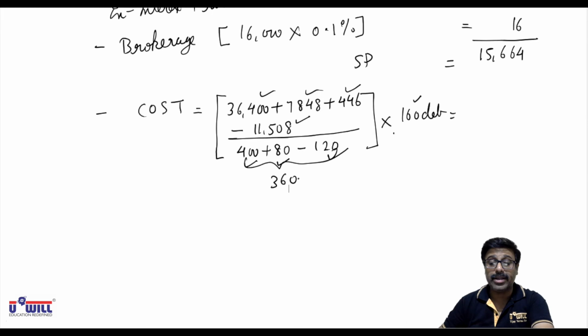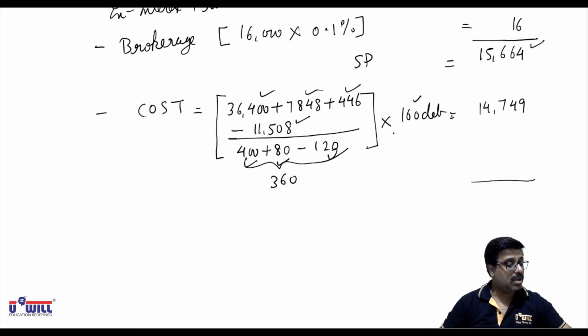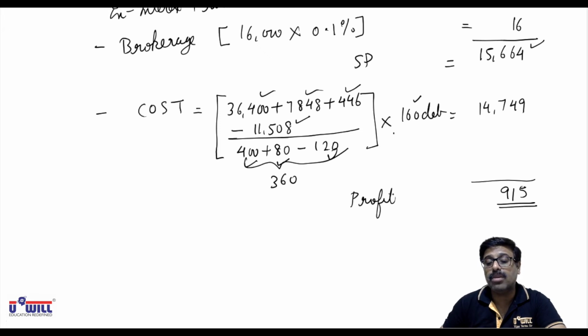Now you calculate the numerator. 36,400 plus 7,848 plus 446 minus 11,508, divide by 360 into 160. So that comes to 14,749.33, means we'll round it off to 14,749. Again, your selling price is more, 15,664. So 15,664 minus 14,749, that is 915 rupees. That is your profit. Selling price is more means it is your profit.